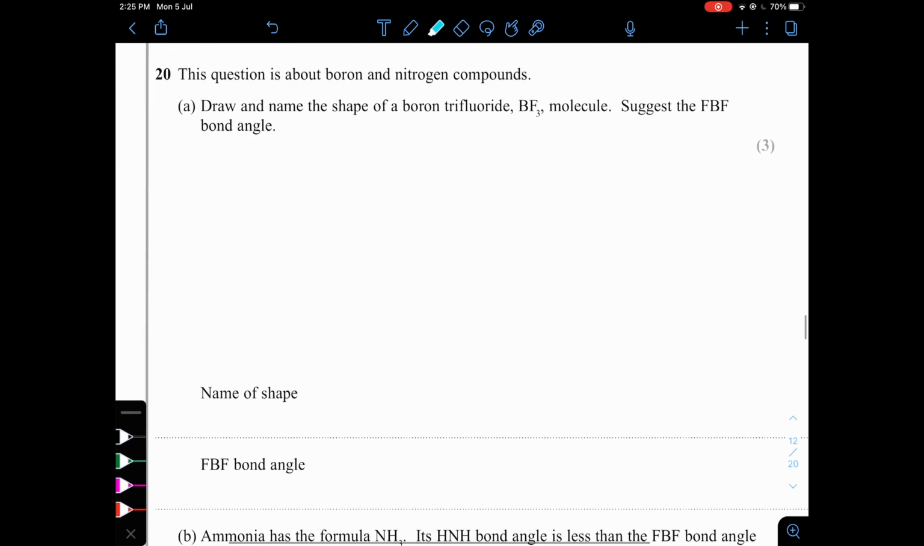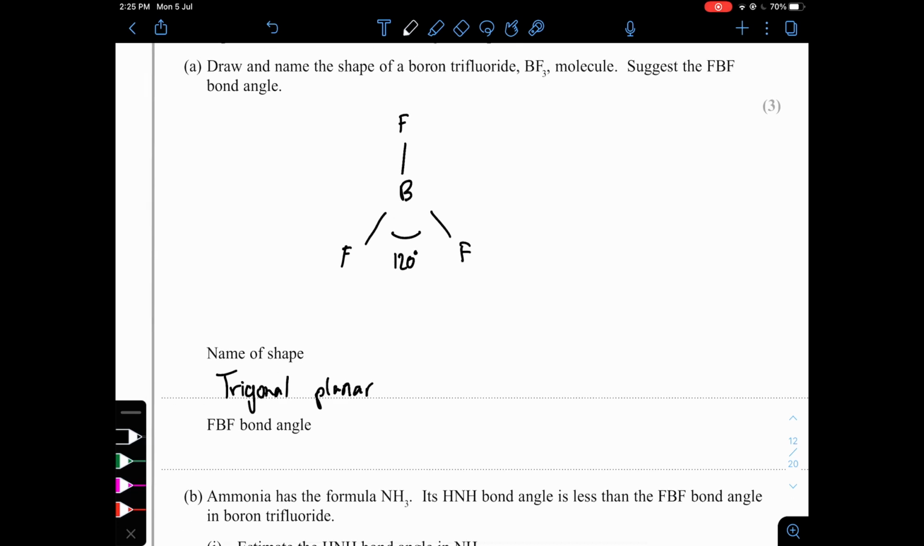So draw and name the shape of boron trifluoride. Boron has 3 bonding pairs, and if we attach F, F and F, it's trigonal planar with 120 degrees. If you just write planar, you don't get a mark. You have to write trigonal planar, and the FBF angle is obviously 120 degrees.